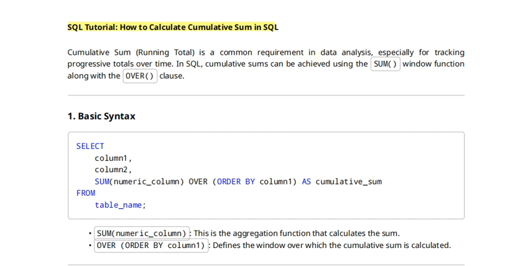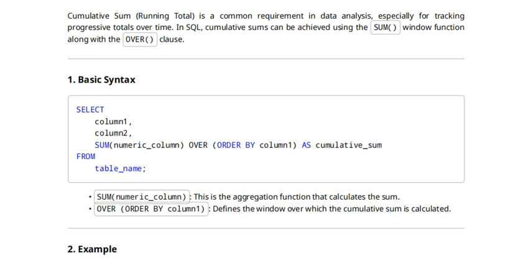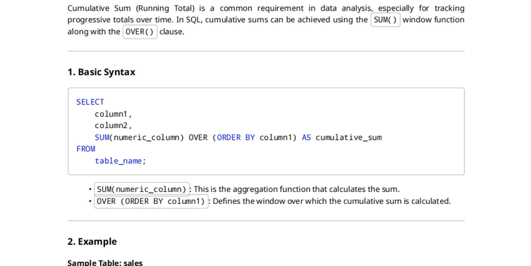Okay, let's unpack this then. Reading through the tutorial, the core thing that jumped out, the basic building block, seems to be combining SUM with the OVER clause. The syntax looks something like: SELECT column1, SUM(column2) OVER (ORDER BY column1) AS cumulative_sum FROM table_name. So what's that OVER clause really doing there?